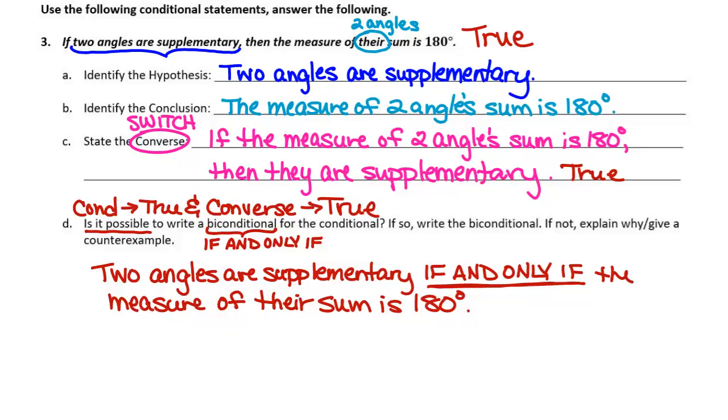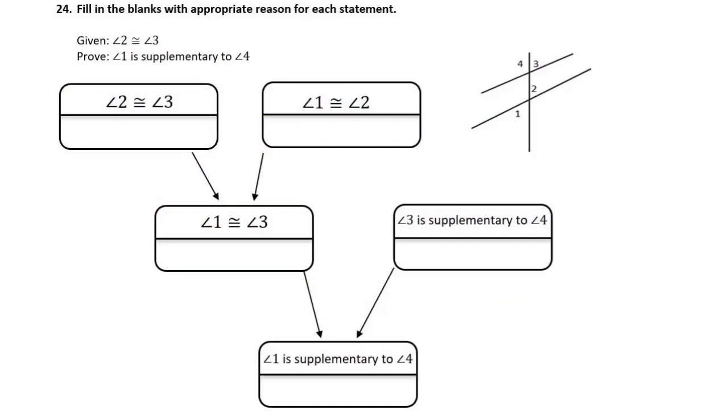What else would you guys like to see from the review? Which one? 24. That's the very last one, right? Absolutely. Let's go look at number 24. We have a proof back here, very back page. Does anybody remember what this type of proof is called? This is a flowchart proof. The other one is called a two-column proof because it has two columns.